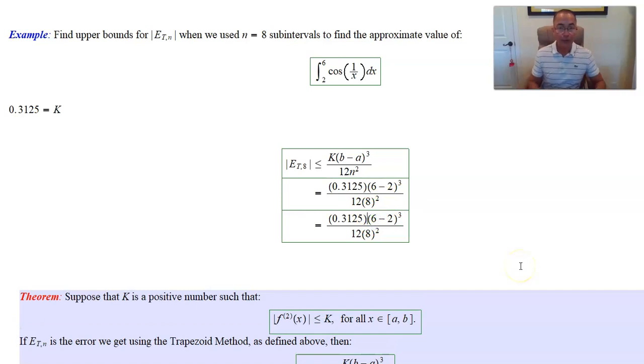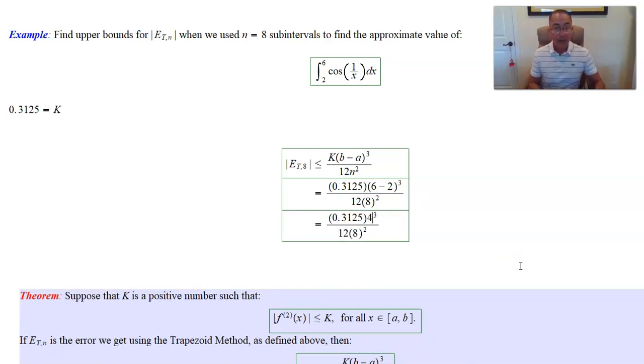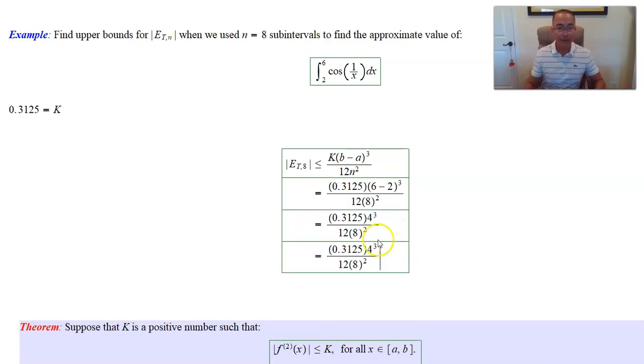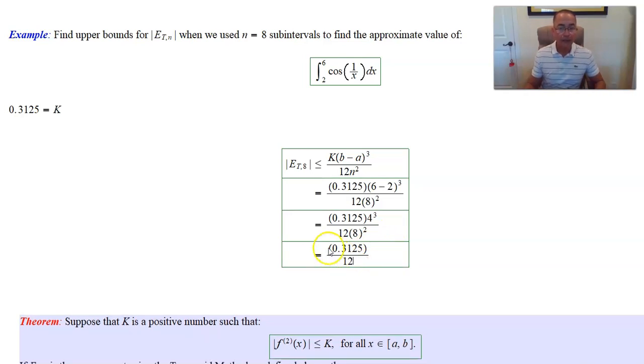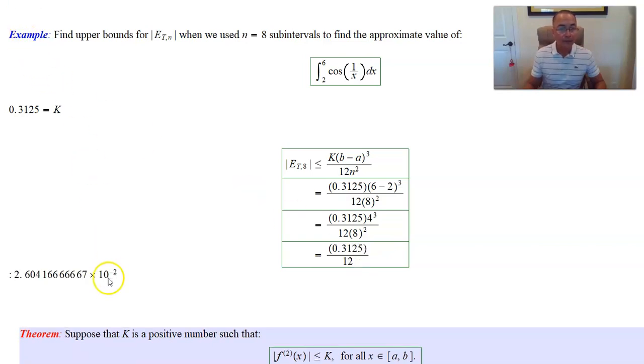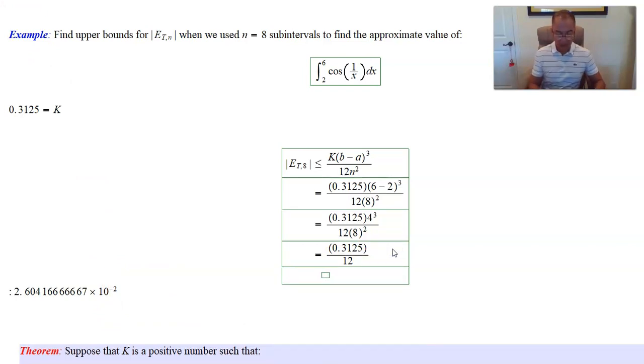We will need 4 cubed, since 6 minus 2 is 4, and 8 squared is 64. Check it out. 4 cubed is 64, 8 squared is also 64. So those just cancel out. They just cancel out, so that goes away together with this. And so the maximum error that we get is approximately, how many zeros do we need? 0.